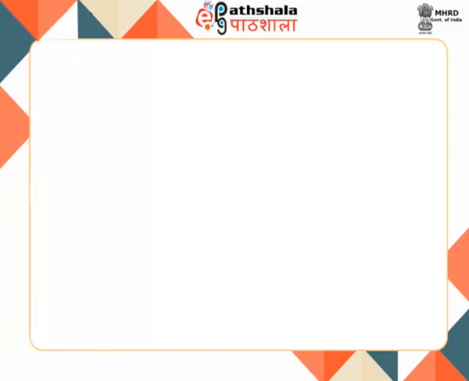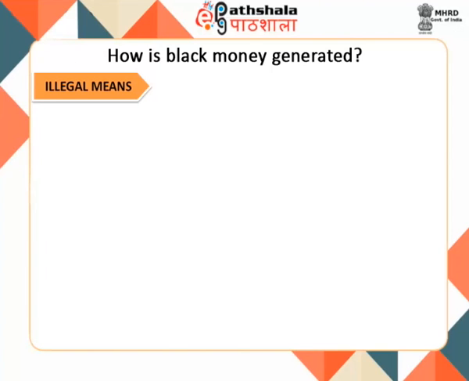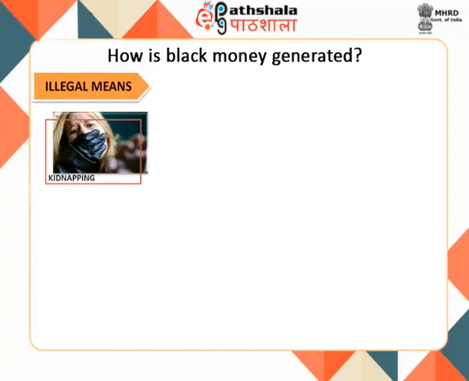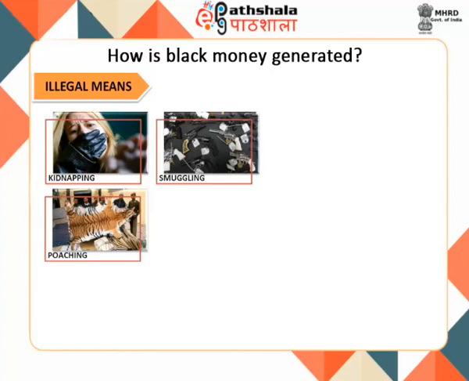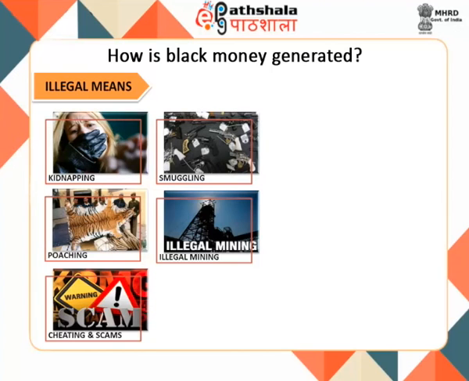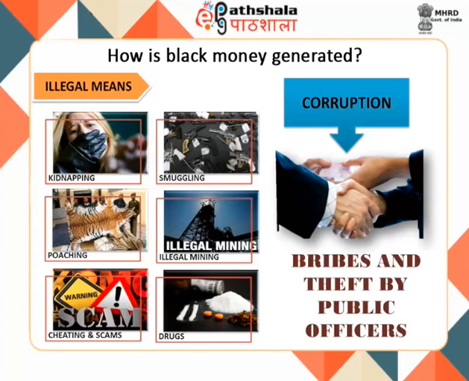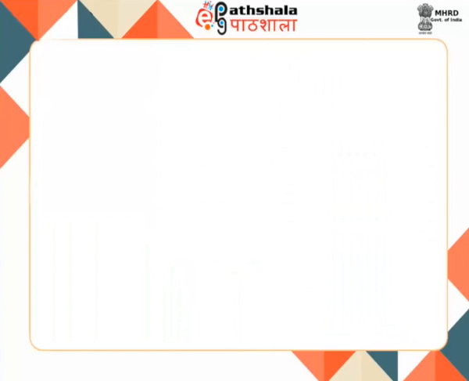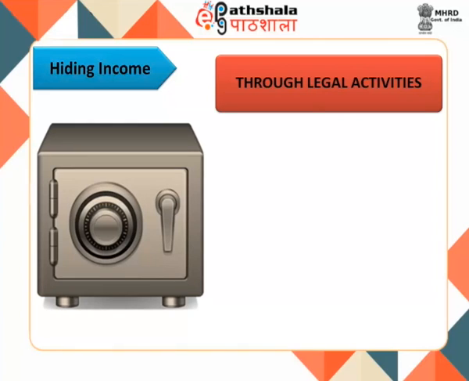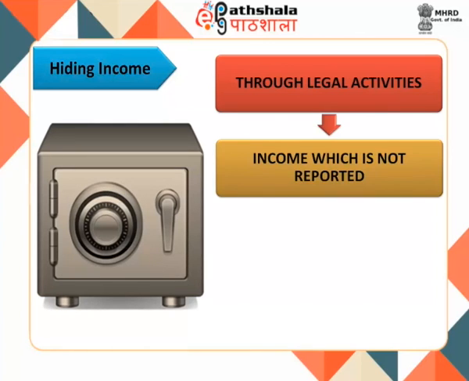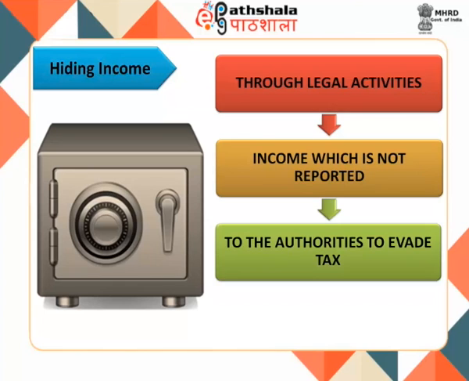The most crucial question relating to the black money is, how is black money generated? There are two main ways through which black money is generated: illegal means like criminal activities, which involve kidnapping, smuggling, poaching, illegal mining, cheating and scams, drugs, or through corruption involving bribes and theft by public officers. Another way of generating black money is through hiding income, which can be done through legal activities, which involves that income which is not reported to the authorities to evade tax. It accounts for a major share of black money.